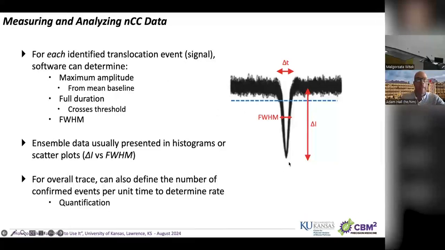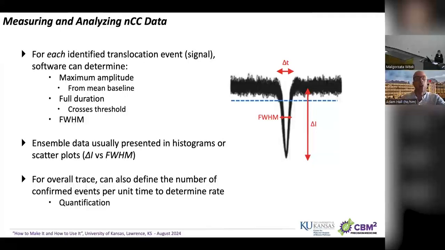So you can get the maximum amplitude, which is just the distance from the topmost or bottommost, in this case, point from the average of the baseline. The full duration: when does it cross the threshold and when does it come back? We can also look at something called the full width half max, which is this guy right here, literally just the width of that signal at half of its amplitude. All of these can be used to represent information about everything going through that pore on an individual molecule basis.